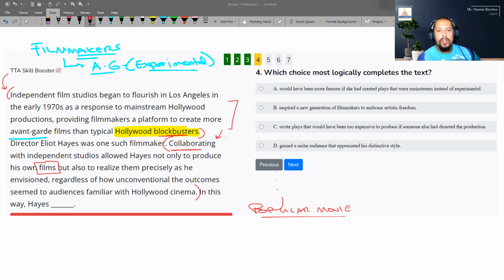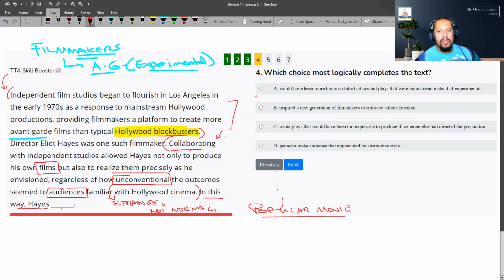How are these films described? Unconventional. To who? To the audience. What does unconventional mean? I don't know. Strange, or I wouldn't just say strange, not normal, right? Strange and not normal are different things. Or, for example, things they are not used to. Okay. So in this way, Hayes, you told me answer B, correct?